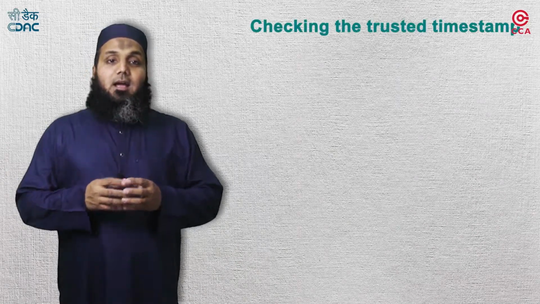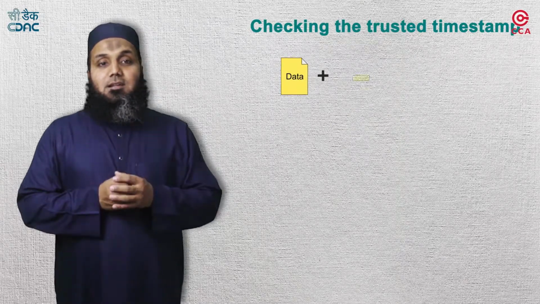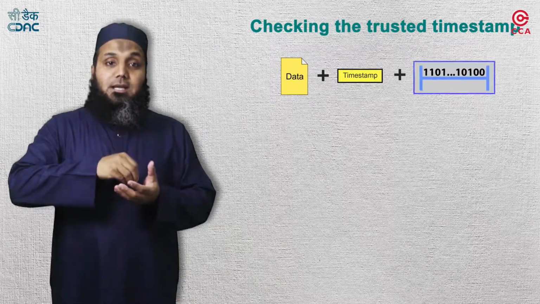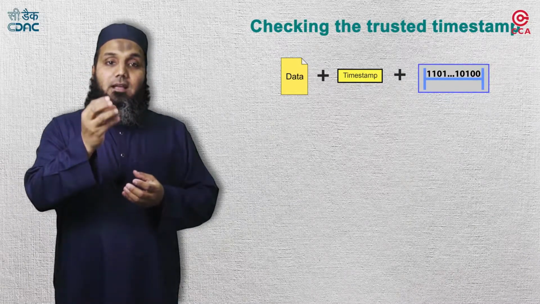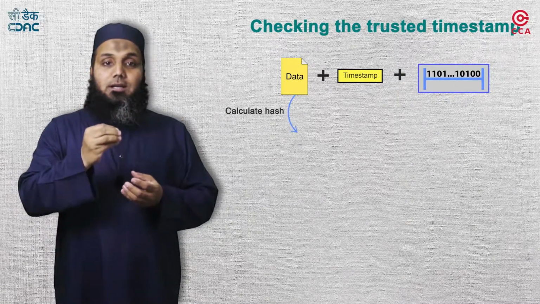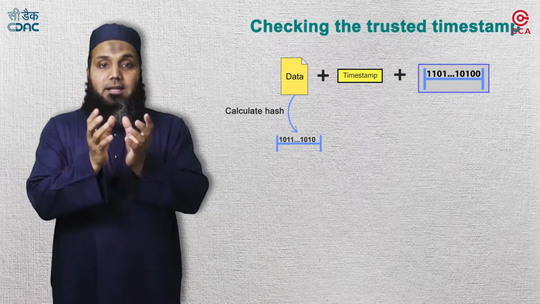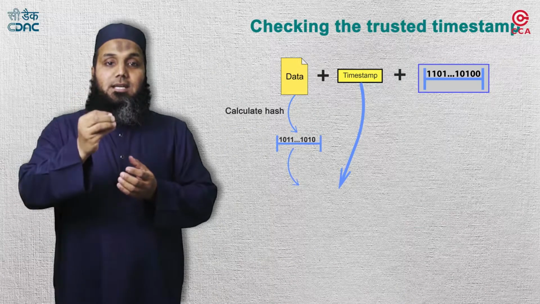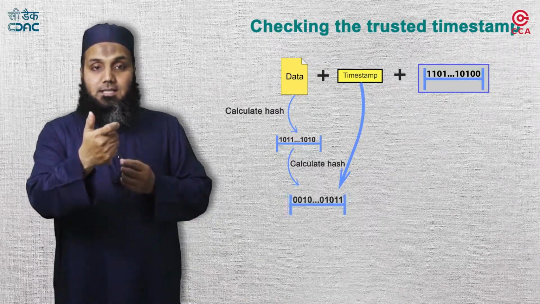Now let us discuss about validation of a timestamp. I have sent you a digitally timestamped document. Now you want to validate the timestamp which is there in my document. So your application will take hash of the document. Now the hash of the document is concatenated or appended with the timestamp and a collective hash is computed. So the new message digest is achieved.